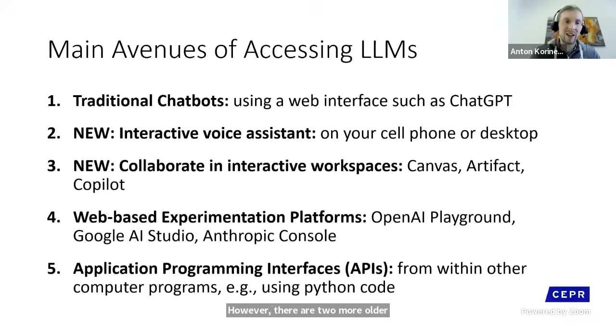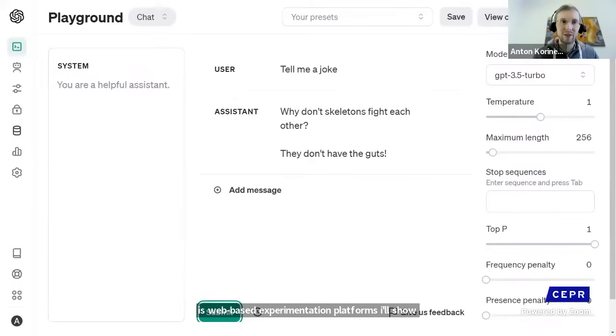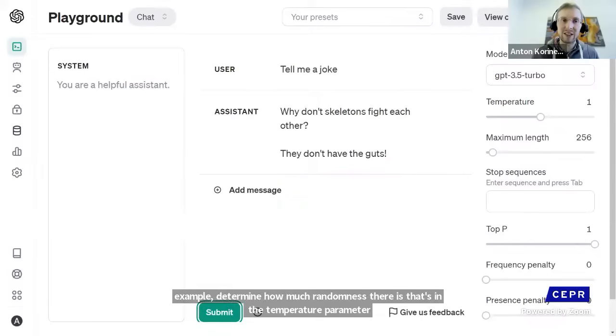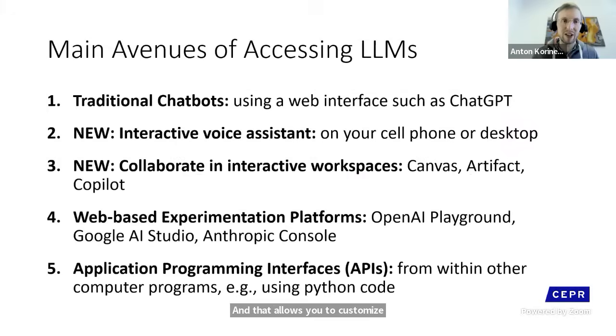One of them is web-based experimentation platforms. I'll show you a screenshot of one of those. So, for example, OpenAI has a playground where you can enter a user message and you let the model respond, and you can, on the right-hand side here on the screen, you can see that there's a whole bunch of parameters that you can affect. You can, for example, determine how much randomness there is. That's in the temperature parameter, or a whole range of other things. And that allows you to customize your interaction with the model a little more.